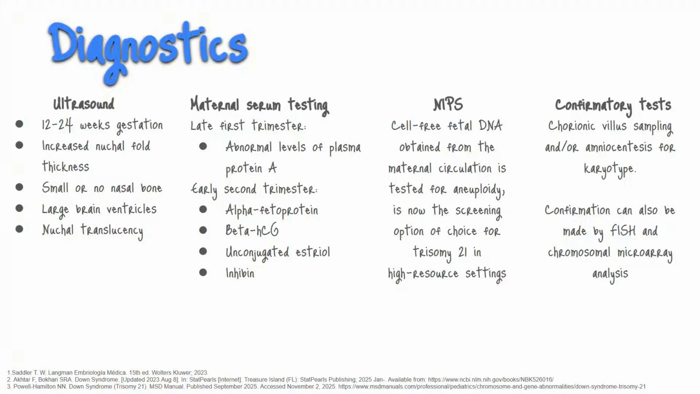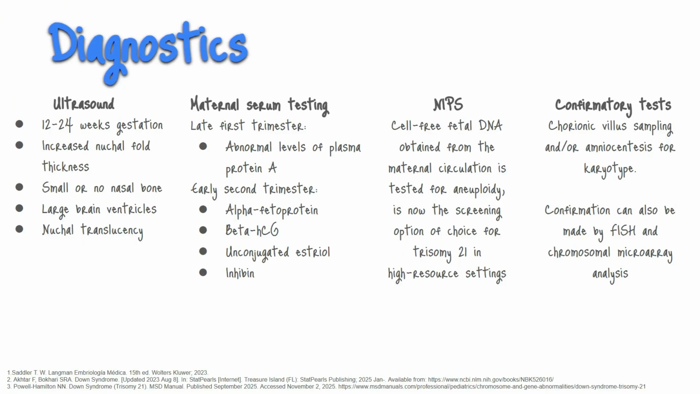Diagnostics. So we have ultrasound. In ultrasound between weeks 12 and 24, we can see an increased nuchal fold thickness, small or no nasal bone, and large brain ventricles. We can also see nuchal translucency, which is not exclusive to Down syndrome. In maternal serum testing, in the late first trimester, we can see abnormal levels of pregnancy-associated plasma protein A. In the early second trimester, we have abnormal levels of alpha-fetoprotein, beta HCG, unconjugated estriol, and inhibin.